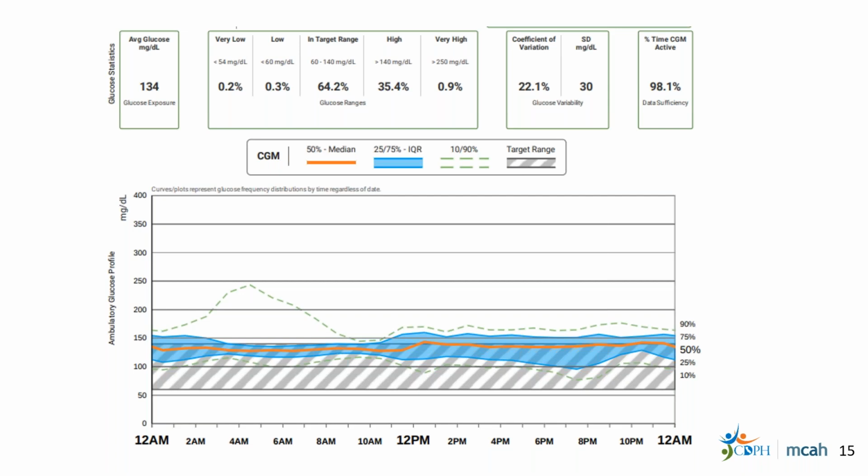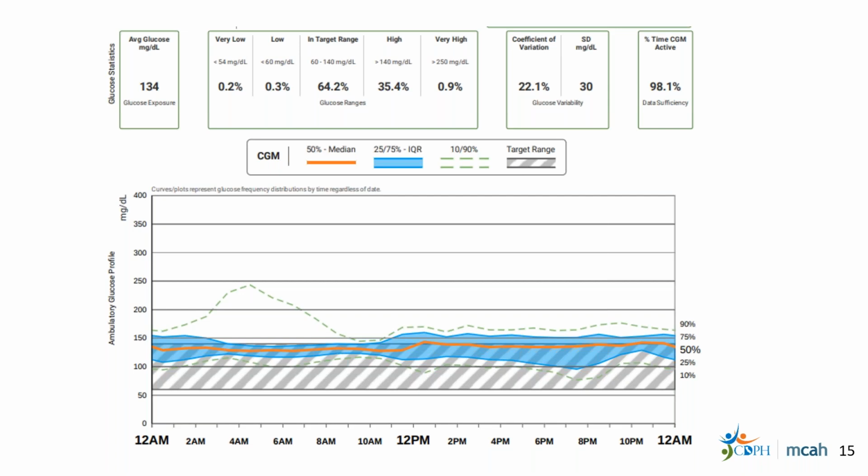But you'll notice that orange line represents her median. And where is that running? Well, her average is 134. So even though she's meeting that time in range target, she is not meeting those fasting glucose targets. And that means overnight, she is running a lot higher, which can unfortunately put her baby at risk of negative outcomes. And so this is, I just think, important to note.